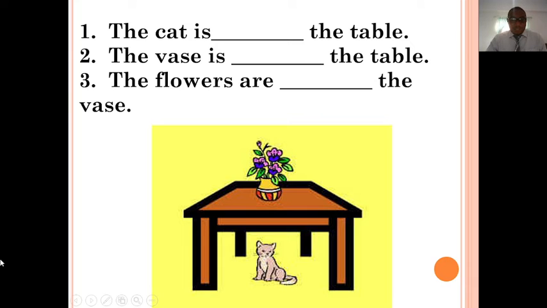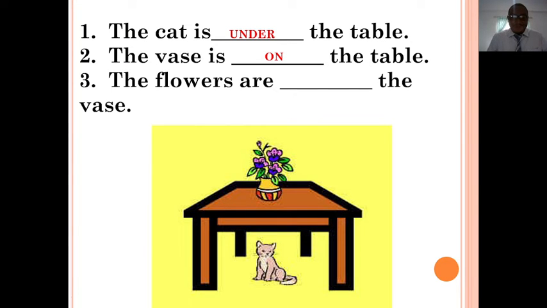Now let's look at the picture. Look at the picture and tell me. Number 1. The cat is the table. Where is the cat? The cat is under the table. The cat is under the table. Number 2. The vase is the table. So where is the vase? The vase is on the table. The vase is on the table.